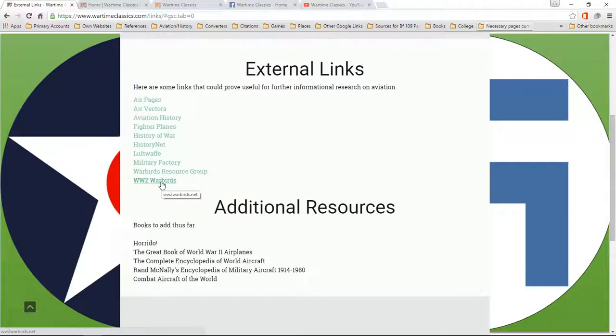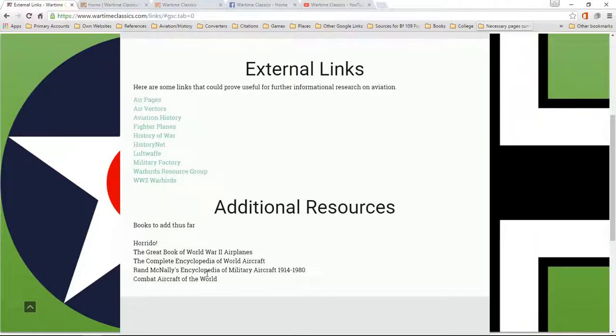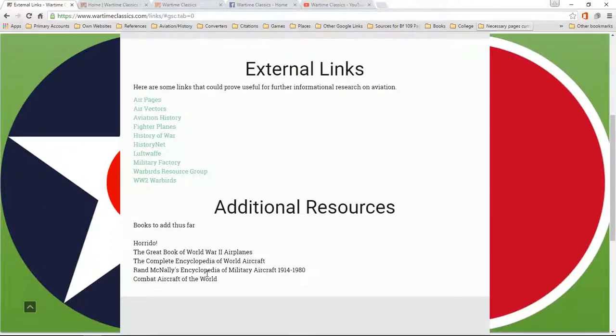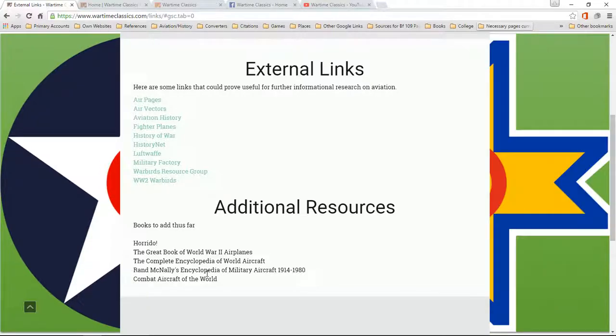And then the additional resources section just has a list of different books. I'm only up to the 300 club, but I have read enough to actually be able to use this as a source in a few areas at least. And then the rest are encyclopedias, except the Great Book of World War II Airplanes, which has 12 different aircraft and very detailed articles on them.